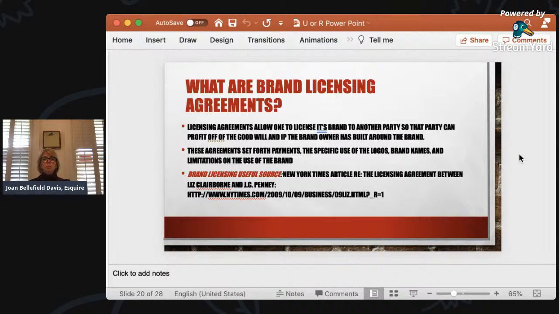How much is your client going to be paid for that, and things like that. So I would suggest that if you are going to practice in the US and the fashion arena, you learn as much as you can about brand licensing, because that's the second part after you learn about intellectual property that allows your client to profit from the goodwill and the brand that they've created.